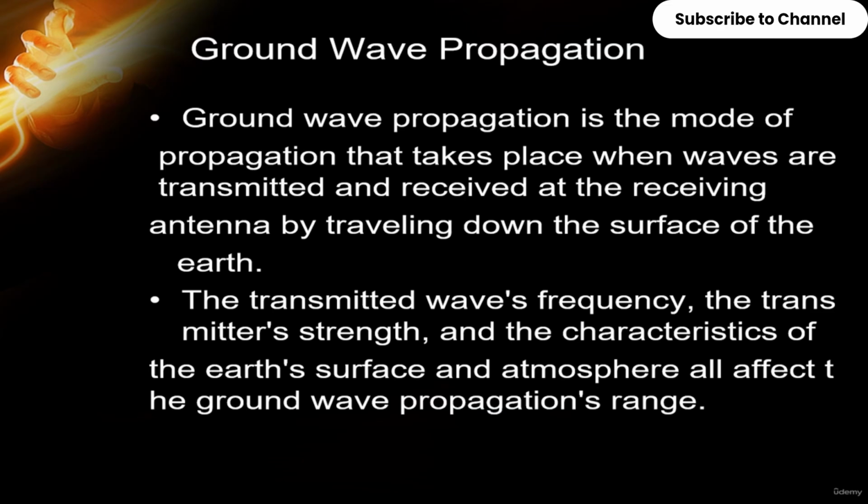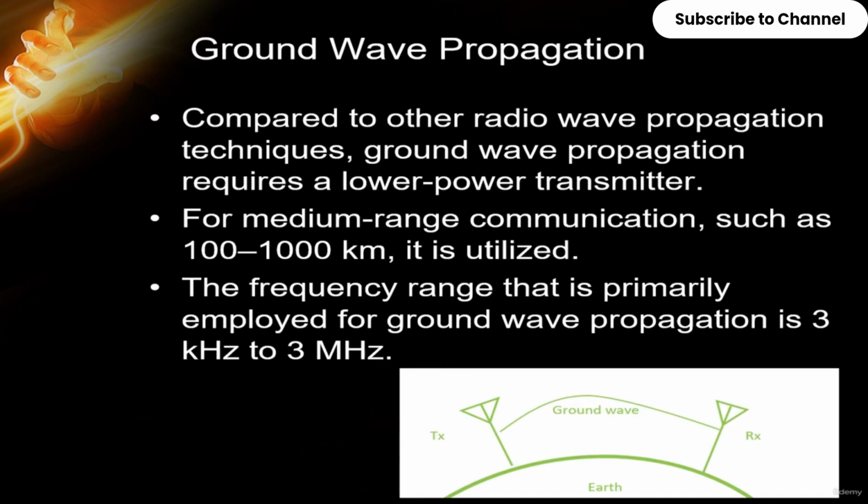Then we will see ground wave propagation. Ground wave propagation is used at ground level, where the transmitted wave's frequency, strength, and characteristics depend on the earth's surface and atmosphere, building heights, and how the communication takes place. In this diagram, you can see the earth and ground wave has a very small range of 100 to 1000 kilometers, and the frequency is also very low, from 3 kilohertz to 3 megahertz.